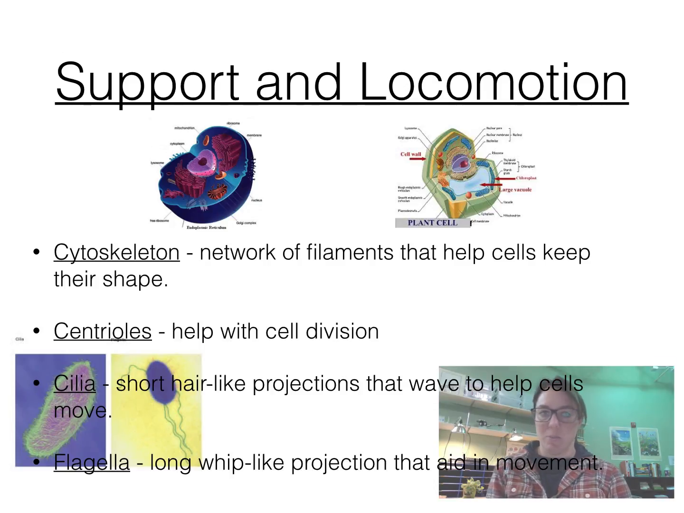Cilia are little tiny hair-like projections that help the cell move, short hair-like projections that wave to help cells move. Usually if a cell has cilia, it will have multiple cilia around the edge of it. And then there are flagella, which is a long whip-like projection that aids in the movement of cells. Typically it's just going to be one long whip on the flagella.